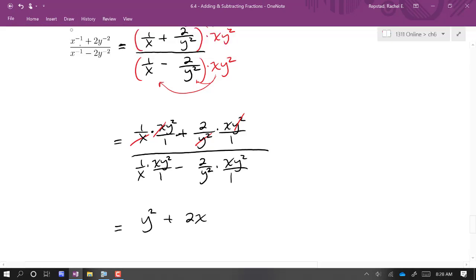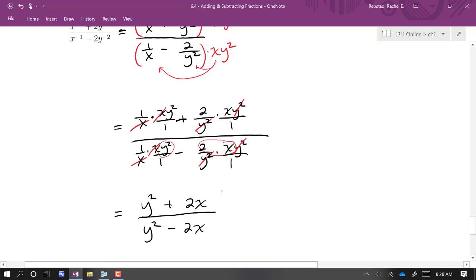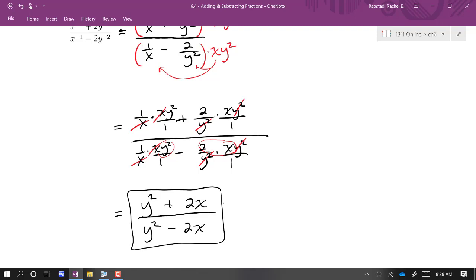In the bottom, we get the same canceling to happen, right? That x cancels with that x, leaving us with just the y squared. In the second term, that y squared cancels with that y squared, and that leaves us with 2x. So in the bottom of this big fraction, we have y squared minus 2x. And this is the simplified fraction. That's as far as we can go. We can't cancel over addition, so we know that we cannot cancel the y squareds. We know we cannot cancel the 2x's. These are both factored. There's no factoring to do, so there's no more canceling.